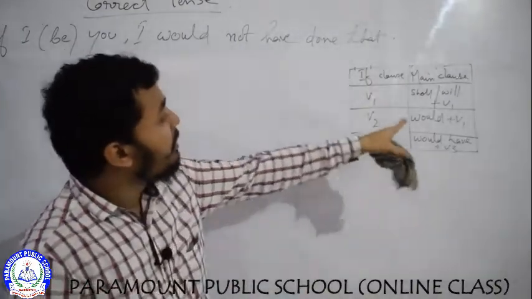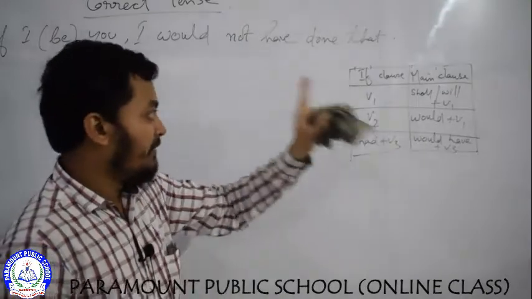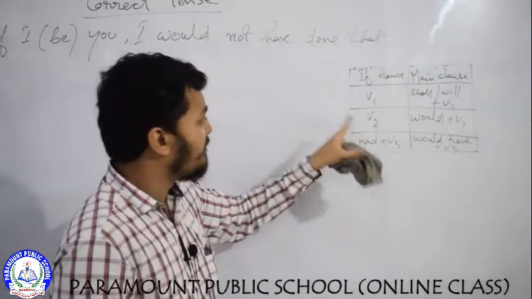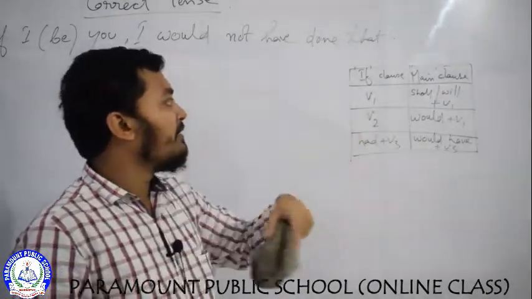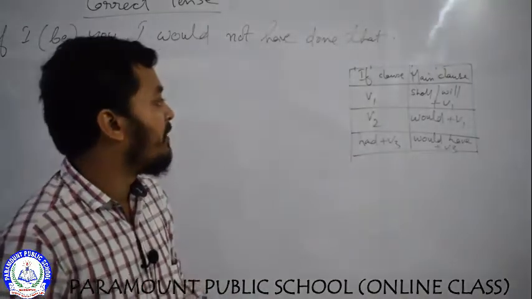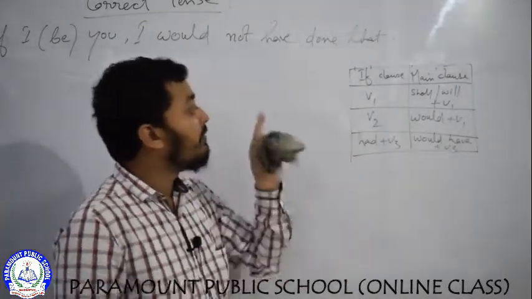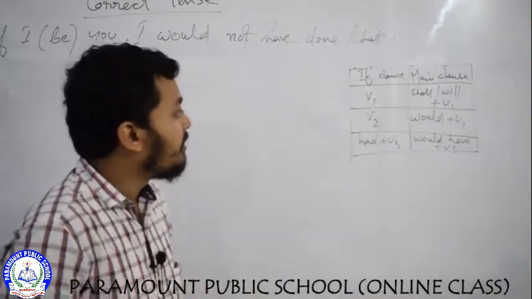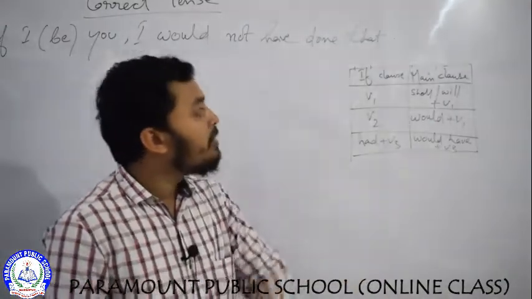Verb 1 in the if clause takes shall or will plus verb 1 in the main clause. If the verb in the if clause part is V2, what will be the verb in the main clause? Would plus the first form of the verb. Again, if had plus the third form of the verb is there in the if clause, then would have plus the third form of the verb will be there in the main clause.